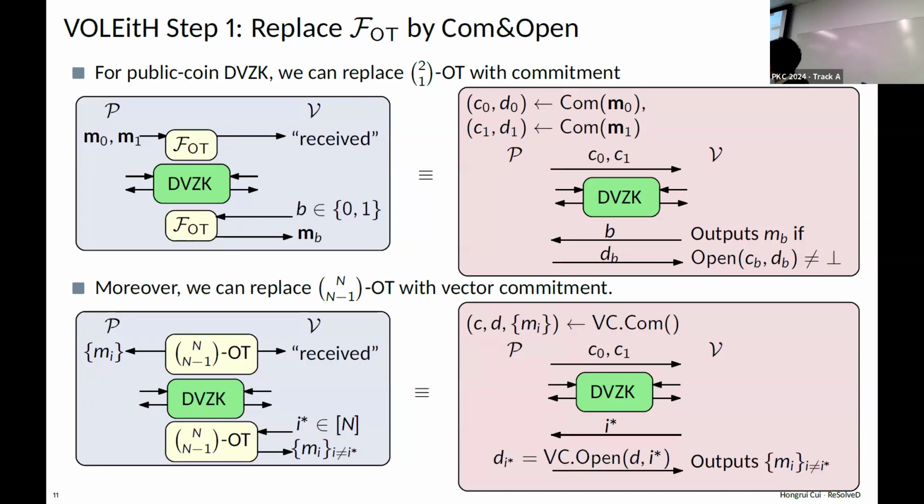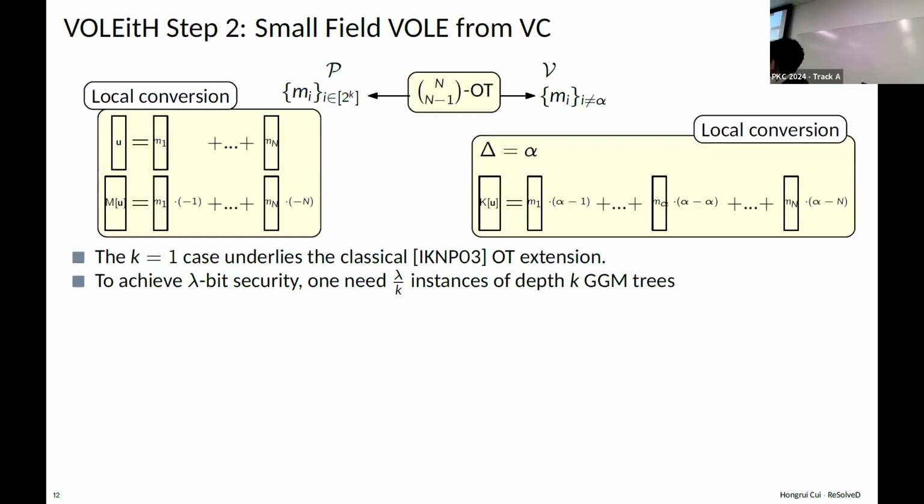This transformation can be generalized to O(1)-out-of-N random OT by using an O(1) vector commitment that supports O(1) open. Step two is to show that O(1)-out-of-N random OT is actually equivalent to a small field VLE. To show this, the prover defines the VLE message to be the summation of the OT outputs, the MAC tag to be the summation of the OT message times the negation of the index.